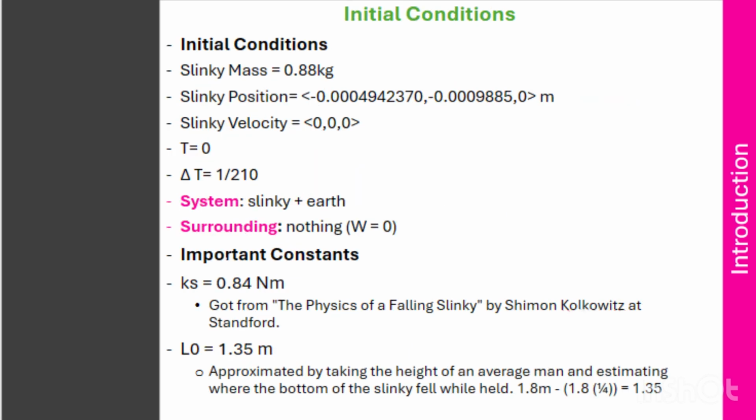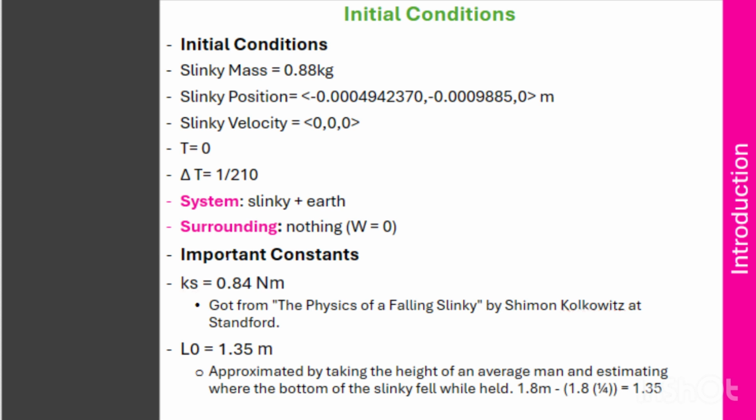The initial conditions on the screen are using the code to model the experiment. Most importantly, the system is the slinky and the earth, and there is nothing in the surroundings. The spring constant was found online from the Physics of a Falling Slinky webpage and was found to be between 0.80 and 0.84, and I chose 0.84 for this experiment.